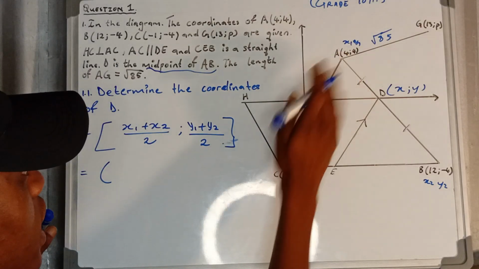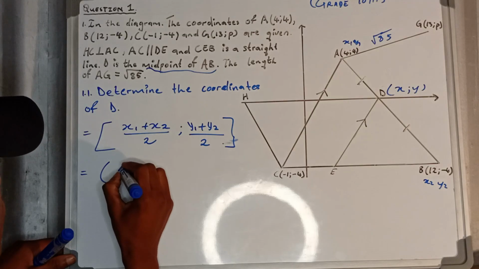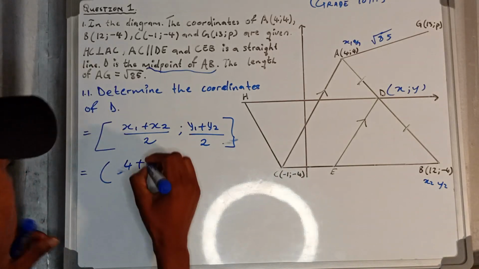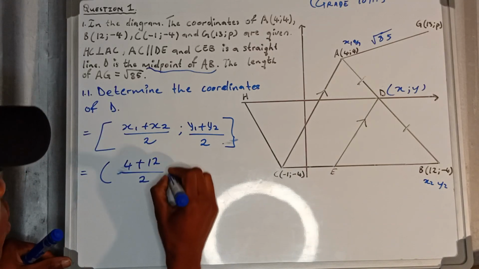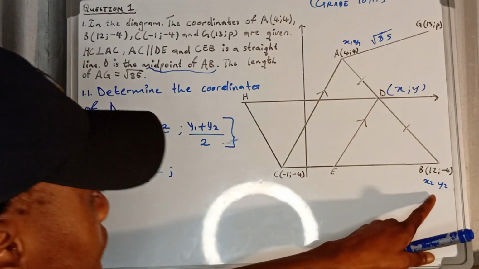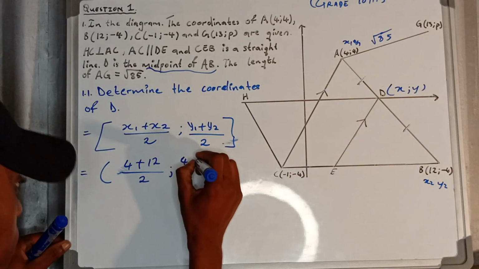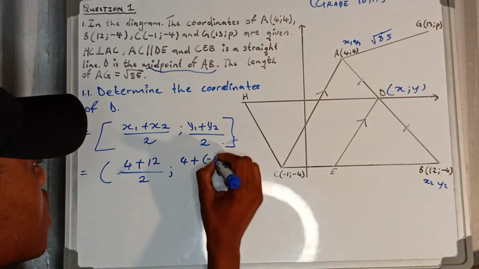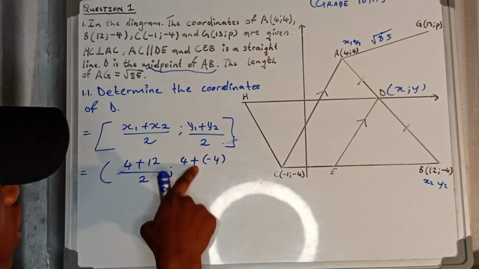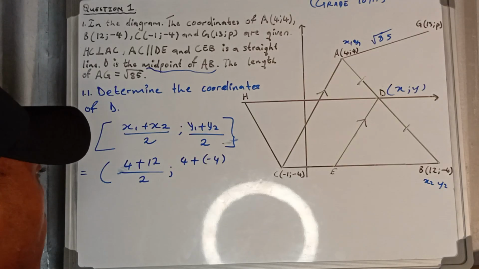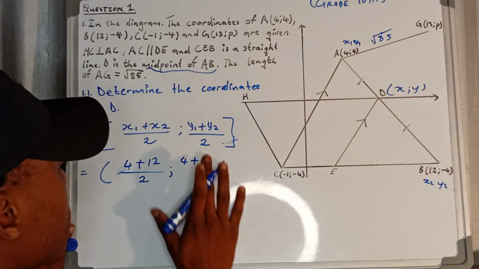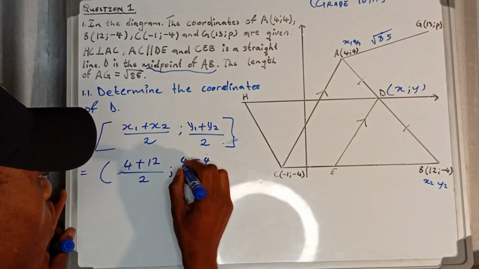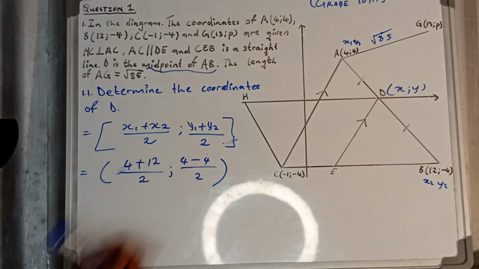This is what you're going to do now. What is x1 here on A? x1 is 4, so that is 4 plus x2, which is 12, then divided by 2. Then you come here. What is y1? y1 is 4 also, plus y2, which is negative 4. So whenever a positive meets a negative, the sign changes, because positive multiplied by negative is negative. So we're going to have a subtraction sign, minus 4, divided by 2. I hope you understand this part.